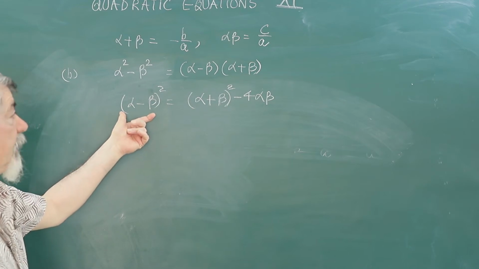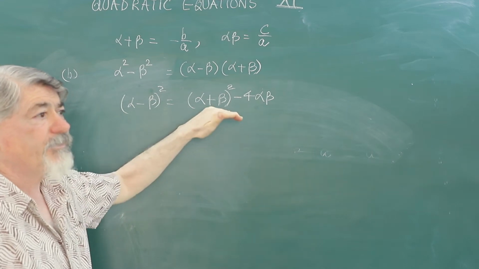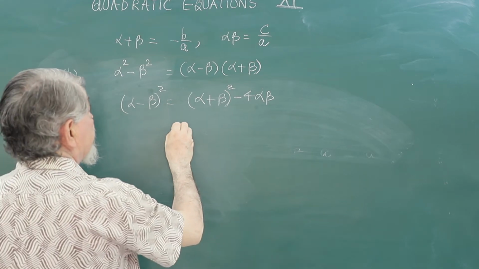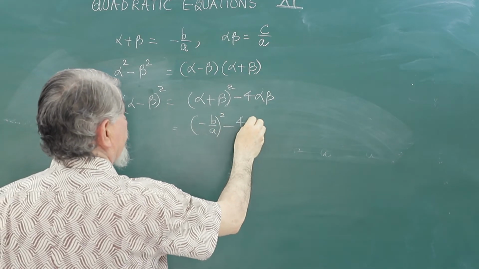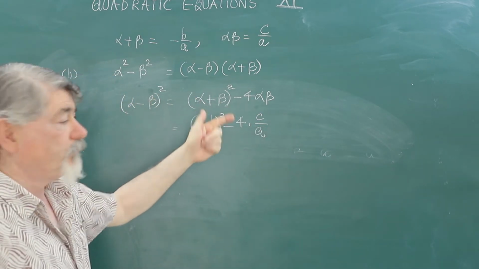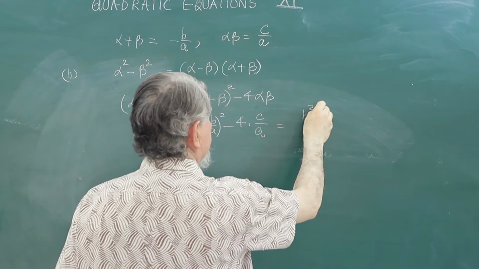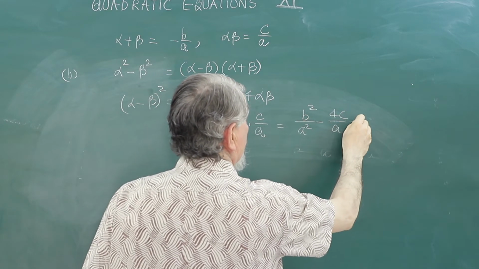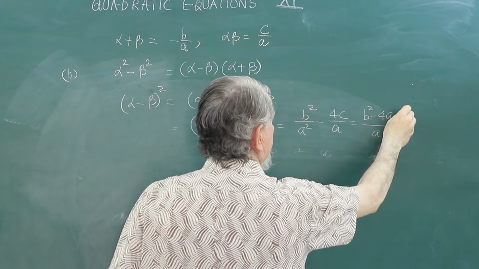Alpha minus beta whole square is alpha plus beta whole square minus 4 alpha beta. This is part of the expansion formula which you've studied in class 8. Alpha plus beta is minus b upon a, whole square, minus 4c upon a. And if you don't remember, go and revise these formulas, because these are very important from the point of view of roots. B square upon a square minus 4c upon a, or I will take LCM a square, I will get b square minus 4ac upon a square.